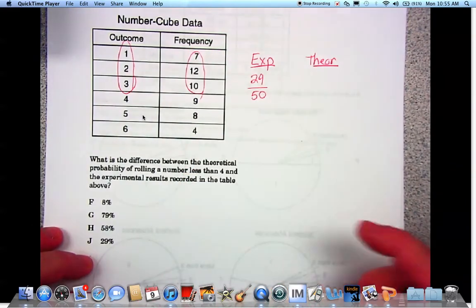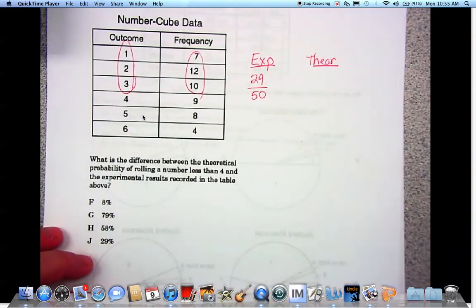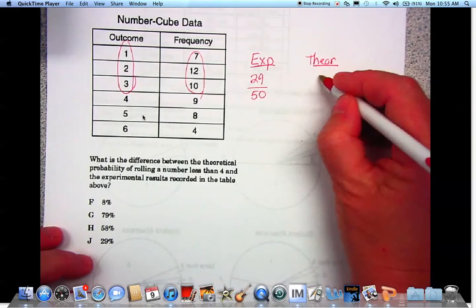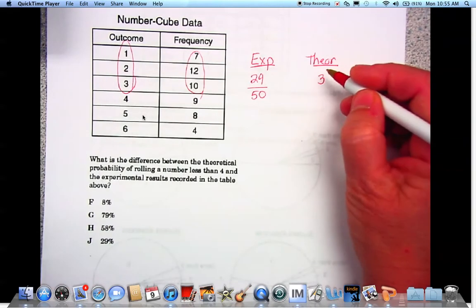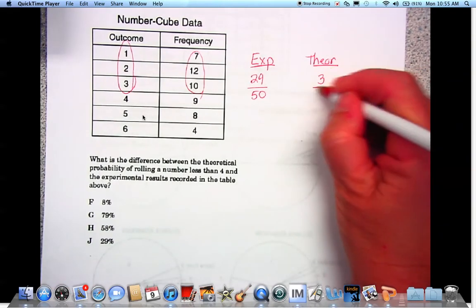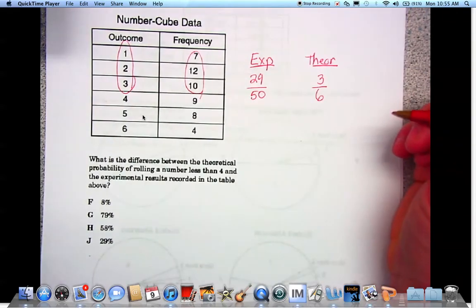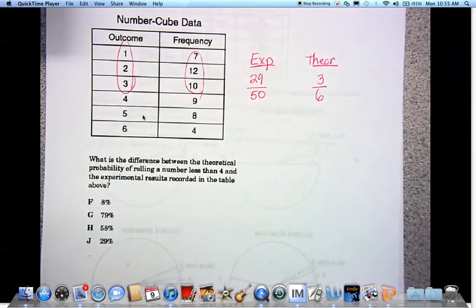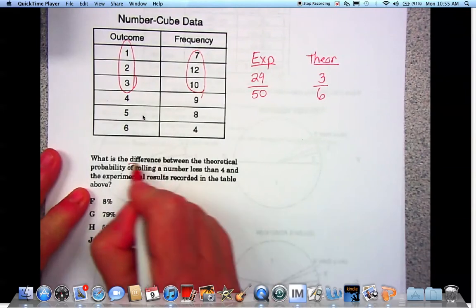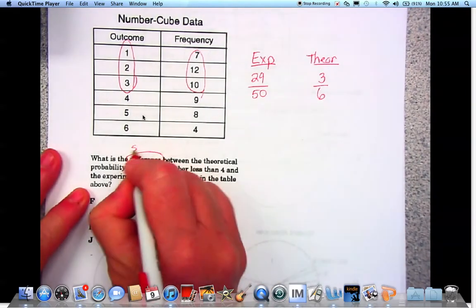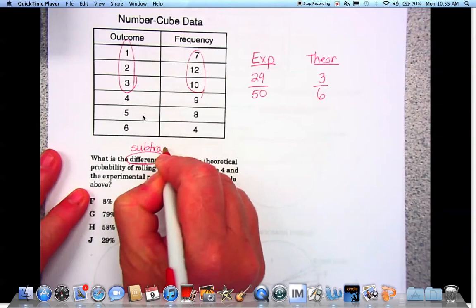Now, theoretically, if you roll a die, what's the probability you're going to get a number less than 4? 3 out of 6. There's the number 1, the number 2, and the number 3. That's 3 of them out of 6 possibilities on a die. So you just cross multiply that. No, what's the question asking? Just the difference. What does difference mean? Subtract. So this is the one time where we don't multiply.